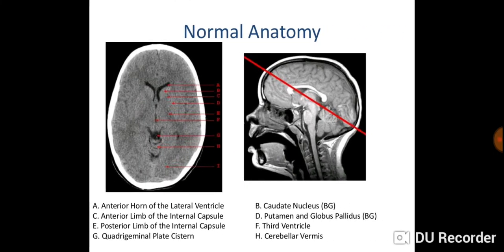Right here, the anterior horn of the ventricle is making a better appearance. You've got the caudate nucleus, you can see here, something that is a little more hyperdense than the other matter. You've got the internal capsule, anterior limb, that is right here. You've got the putamen and globus pallidus, that is here. You've got the posterior limb of the internal capsule right here. You see this is internal capsule, you can see it around here as well. This is the posterior limb. You can see the third ventricle, the quadrigeminal plate cistern.